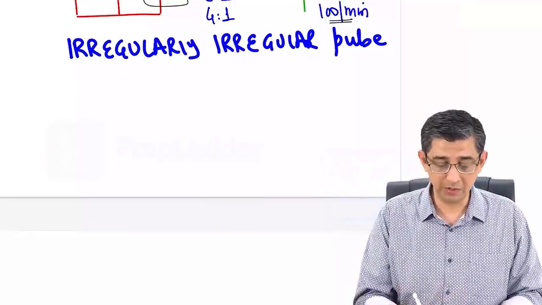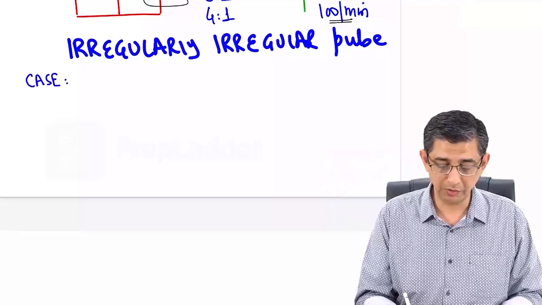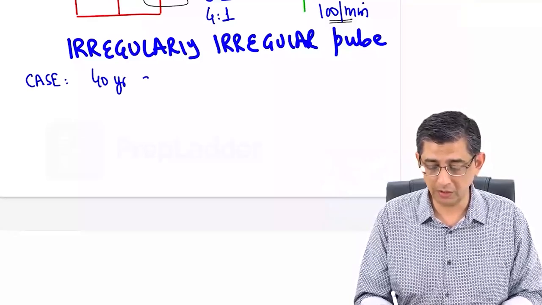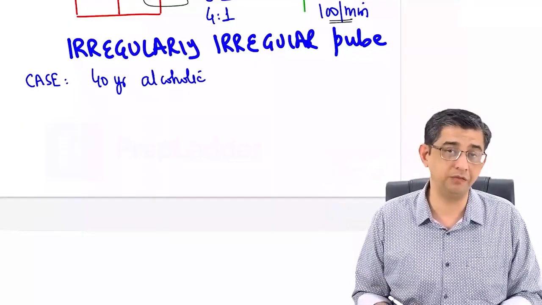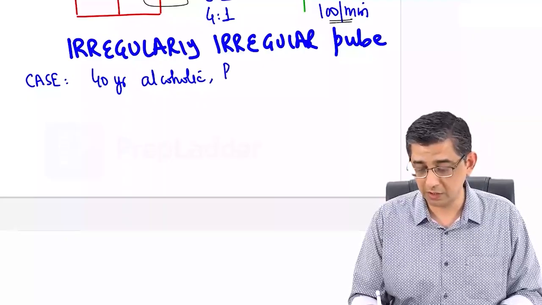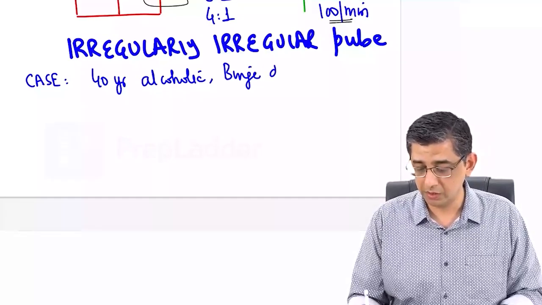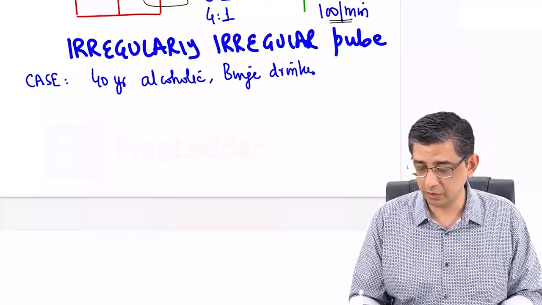So let me just describe this in a case-based format before you. This is a 40-year-old guy. He's a hardcore alcoholic. He needs a bottle of alcohol every day. And today it was maybe a marriage party in the family. So he and his friends are doing binge drinking. Now his friends and he are thinking that it's a very cool thing to do.